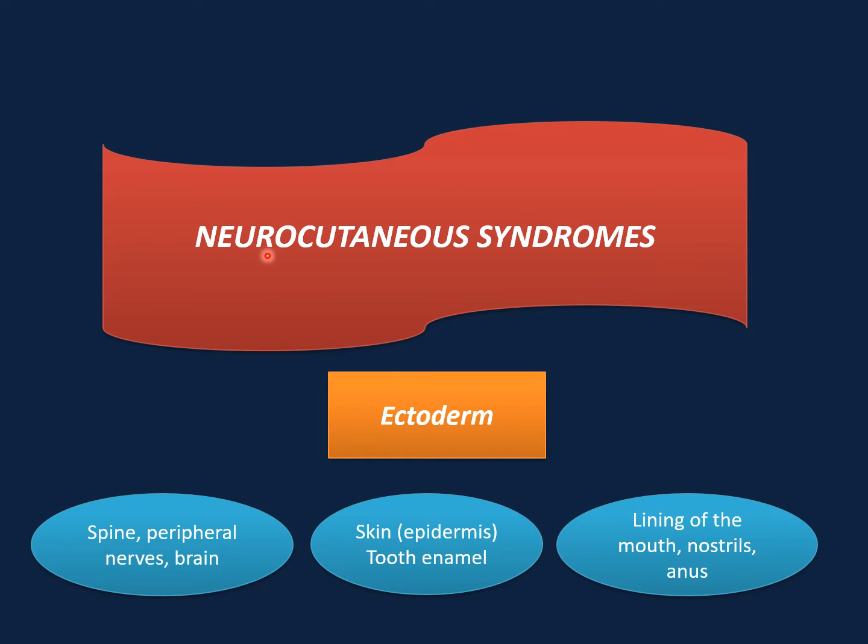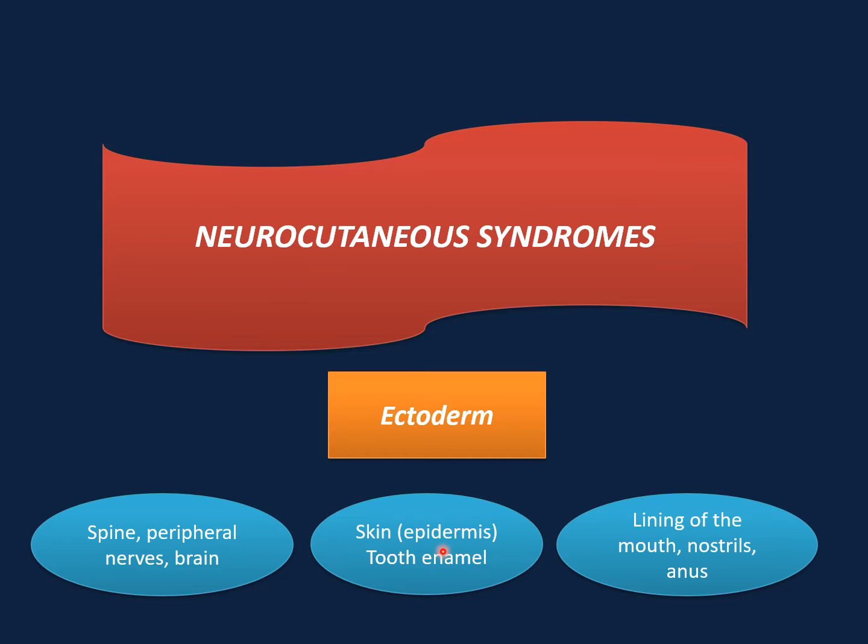Neurocutaneous syndrome. There is a strong relationship between the nerves and skin because both develop from the same germ layer embryologically after conception. The first things to develop from the ectoderm are the spine, peripheral nerves and the brain.